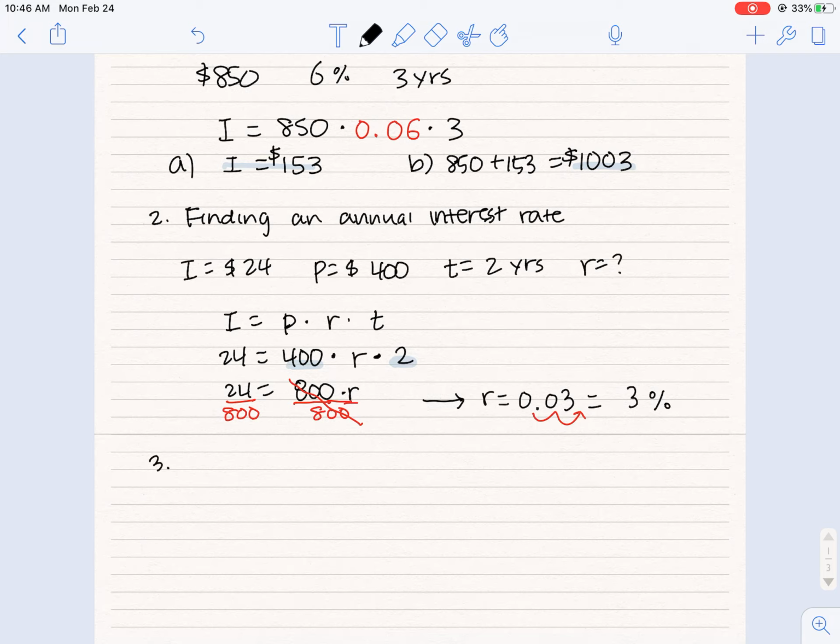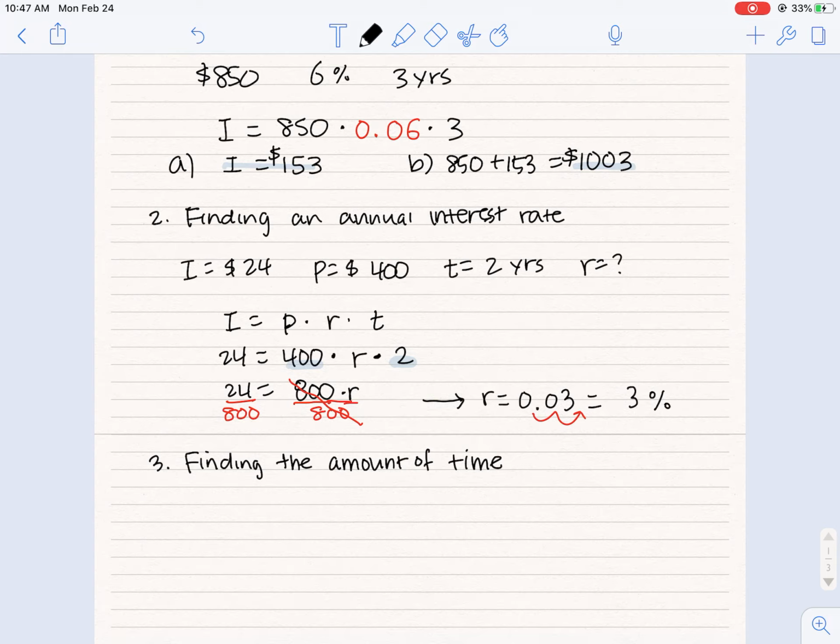Now, sometimes you have information like find this. So finding the time. Sometimes you're going to be missing the important piece: for how long? We have the interest, we have the principal, we have the rate, but how long was it for? So we have to find out.